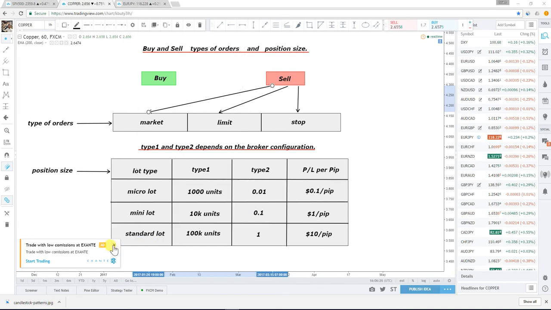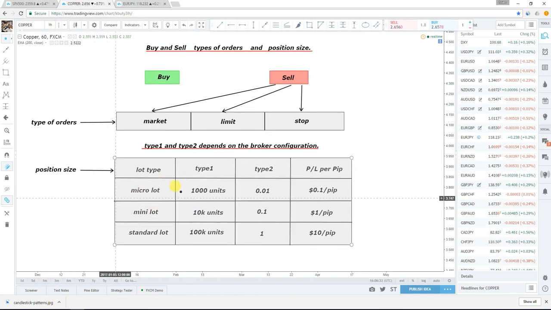How much can I buy? Like the position size. There are three types of position size: micro lot, mini lot, and standard lot. Some brokers don't give the micro lots, because a micro lot means 1000 units. This depends on the broker configuration, by the way, guys.